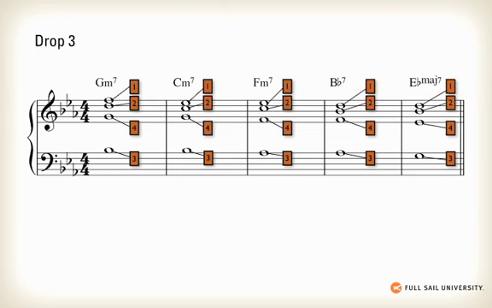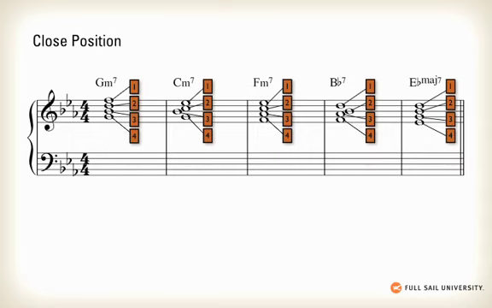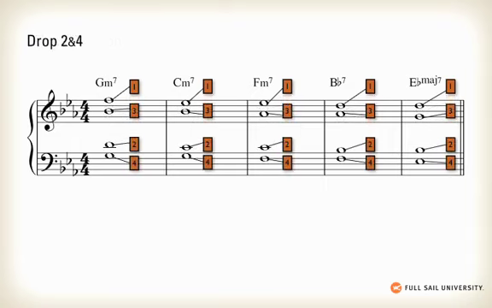Finally, let's construct an even more open sound by using drop 2 and 4. Again, we'll begin with each chord in close position. Then we take the second and fourth chord tones from the top and drop them down an octave like this.